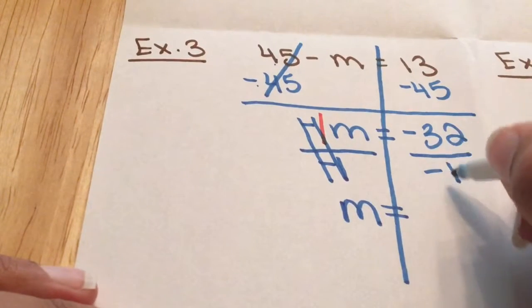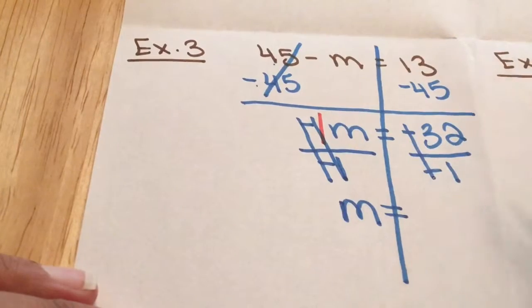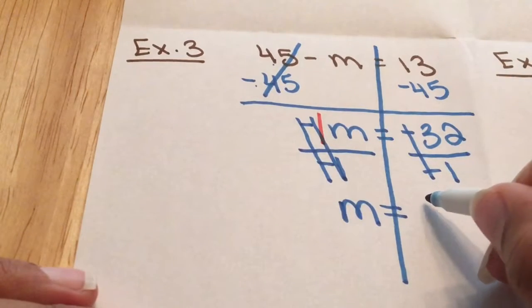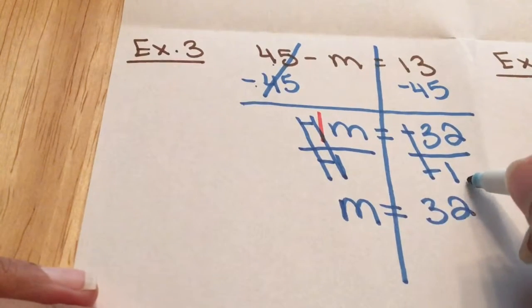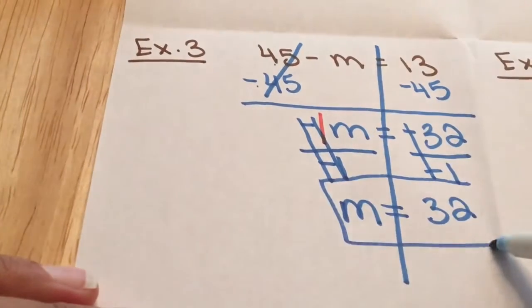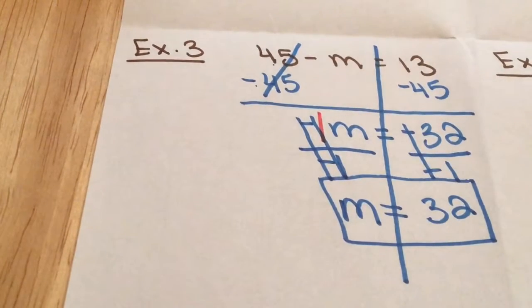A negative divided by a negative we know is positive. We can get rid of those negative signs right there. And 32 divided by 1 is 32. So we're left with m equals 32, and we're done with example 3.